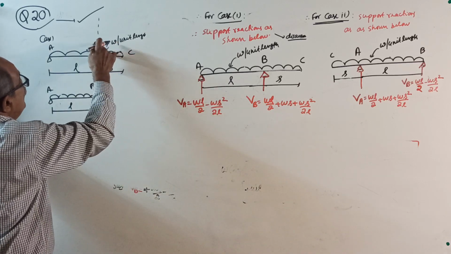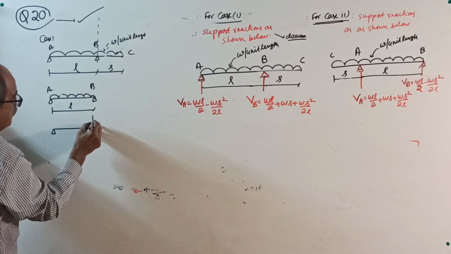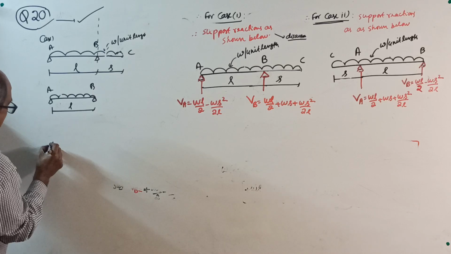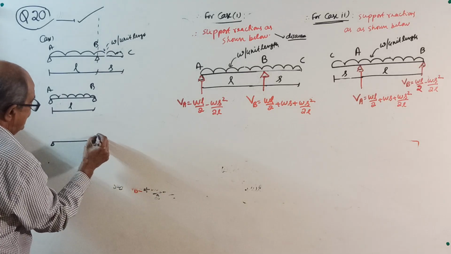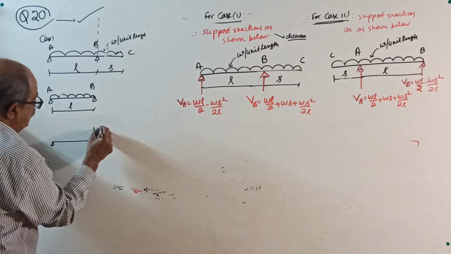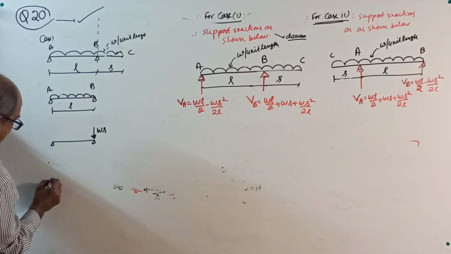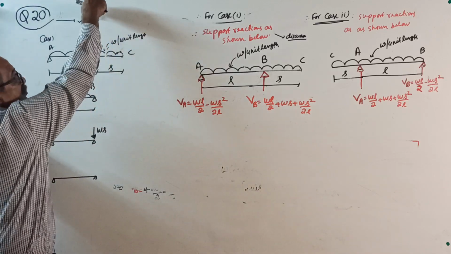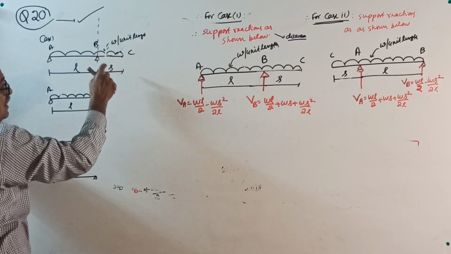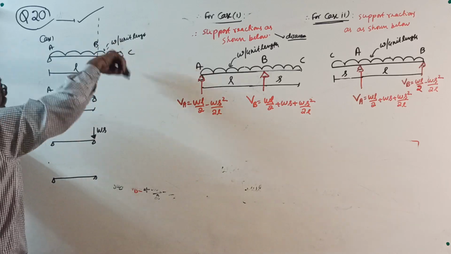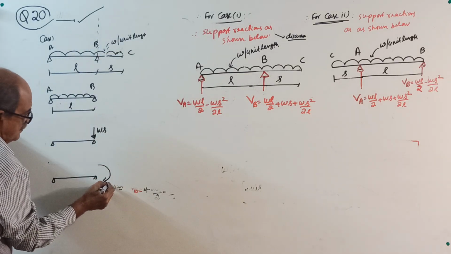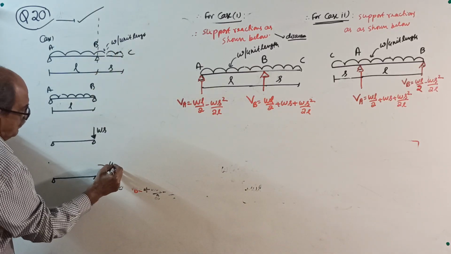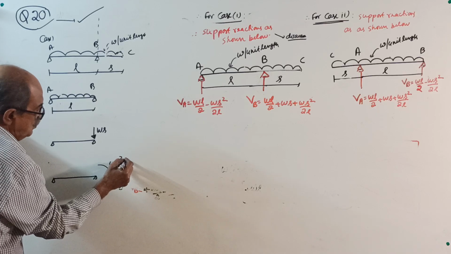The total load is W into S. It will come to this support. A load of W into S is transferred here. Also, the effect of this overhang is to press the support B down by W into S, like cantilever action, and also rotate. A couple will come, equal to W into S by 2 times S, that is WS square by 2, clockwise.